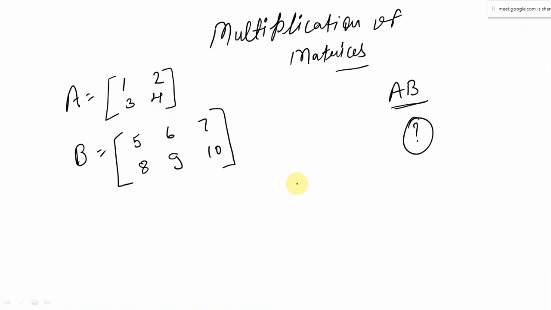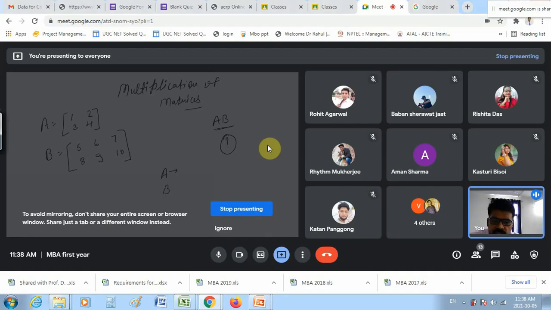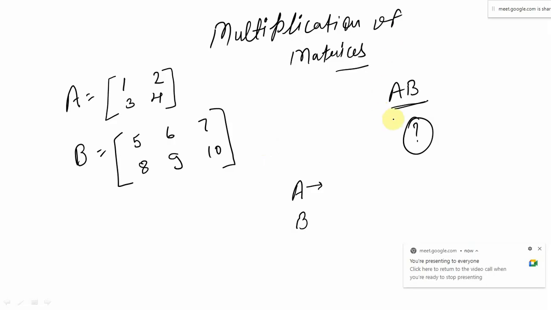Suppose if A matrix is there and B matrix is there, what is the order of matrix A? Can anyone tell me? 2 cross 2. It is 2 cross 2.